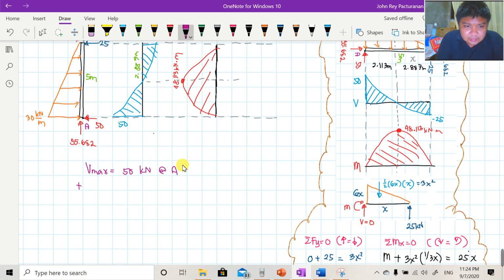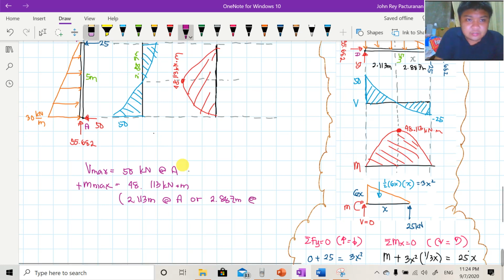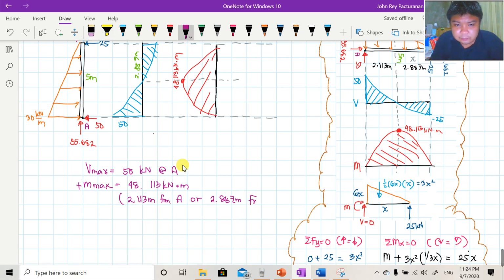On the other hand, the maximum positive moment is equal to 48.113 kilonewton meter. Bahala ka dito kung paano mo siya i-address, class. Pwedeng 2.113 meter from A, or pwede mo ring i-address at 2.887 meter from B. Sorry, mali pala yung word na "at", "from" dapat. Okay? So, ganun din dito. Pwede mo rin siyang i-address na from B.